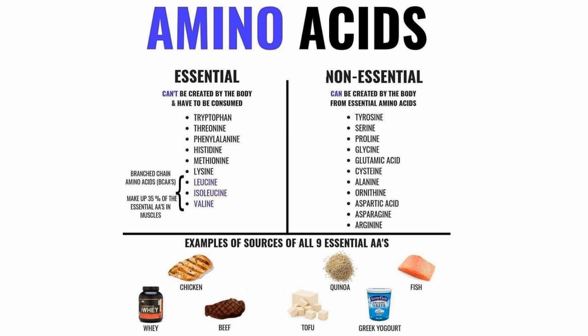Non-essential amino acids can be created by the body from essential amino acids. So if you have essential amino acids, the non-essential can be created from the essential. So they are very dependent on essential amino acids. These are tyrosine, serine, proline, glycine, glutamic acid, cysteine, alanine, ornithine, aspartic acid, asparagine, arginine. All right, so these can be created from essential ones. We are not going to study ornithine a lot, not for this class, maybe in future classes.